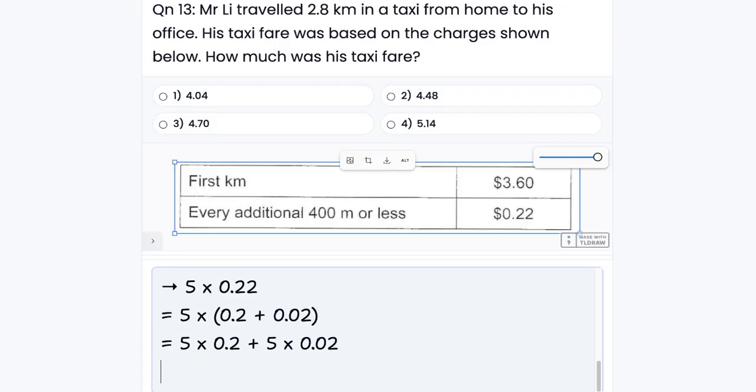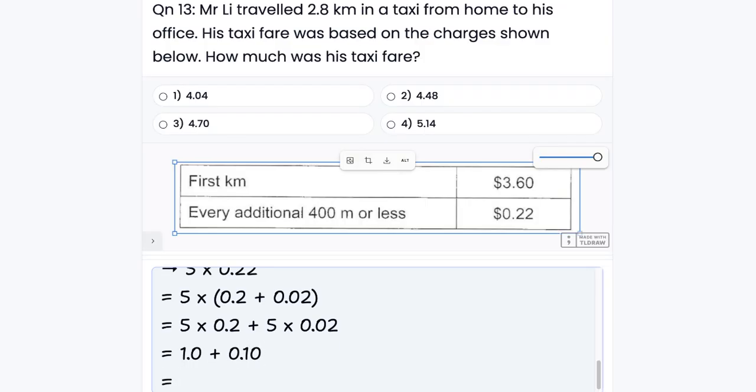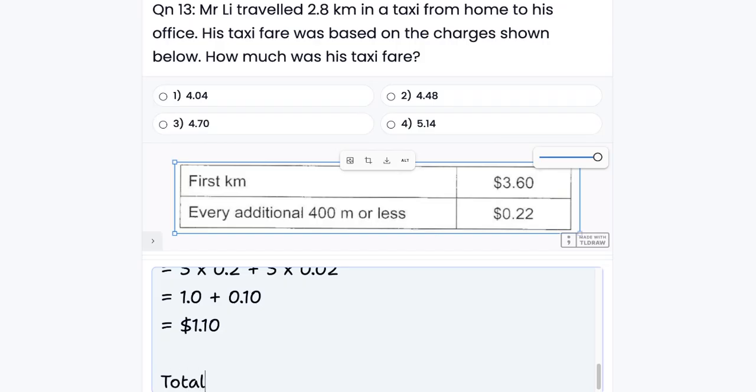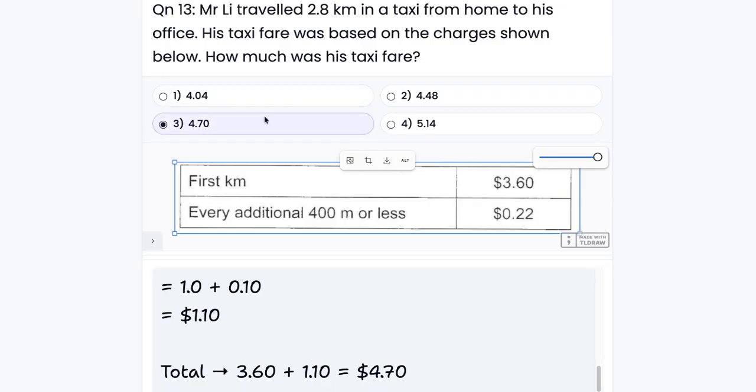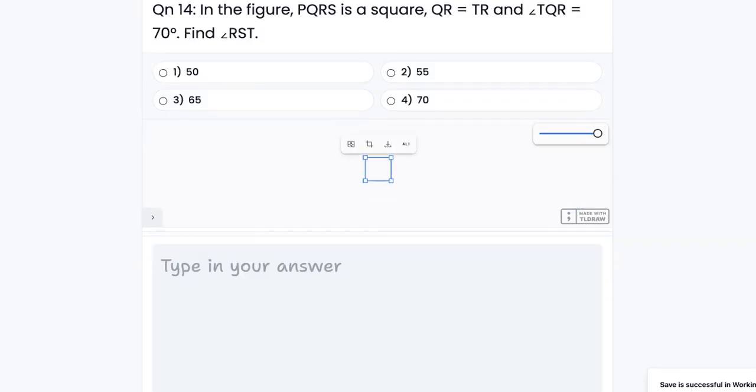Okay, so now it's easier to multiply. So 5 times 0.2 is 1.0, plus 5 times 0.02 is 0.10, and this will be $1.10. So the total will be equal to 3.60 plus 1.10, equal to $4.70. That's what I see over here. So the answer is option number 3. There you go. All right, let's move on to the next question.